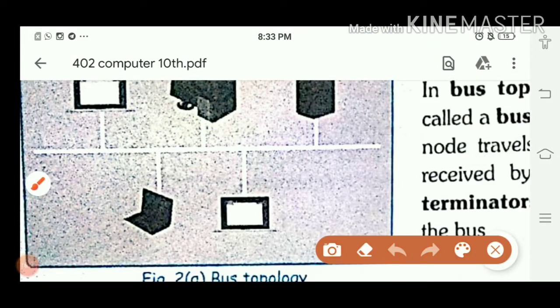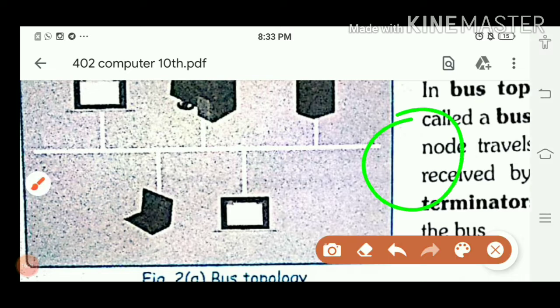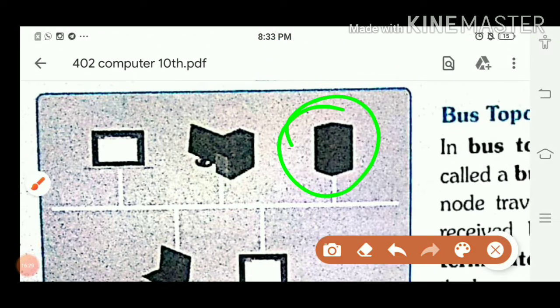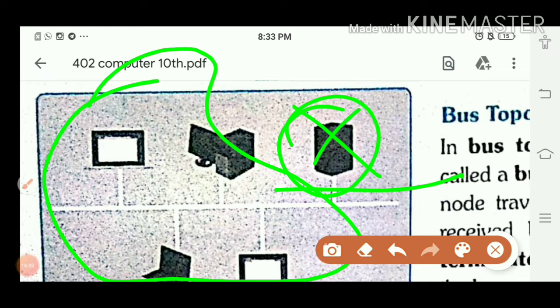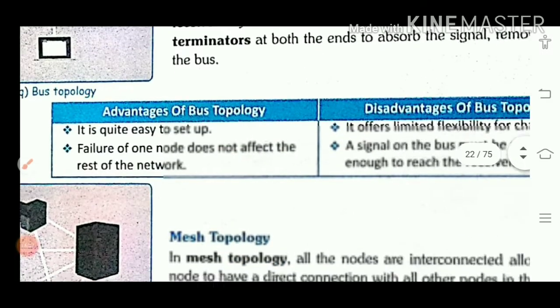If that specific node will not work, उसको हटा दो, ठीक है, but in ring topology what happens, if any of the nodes fail तो कंप्लीट नेटवर्क है वो डंप हो जाता है, but in bus topology if any of the nodes fail then what, then that node you will remove from the network, rest of the network will work easily. समझ में आया? This one is the advantage of bus topology.